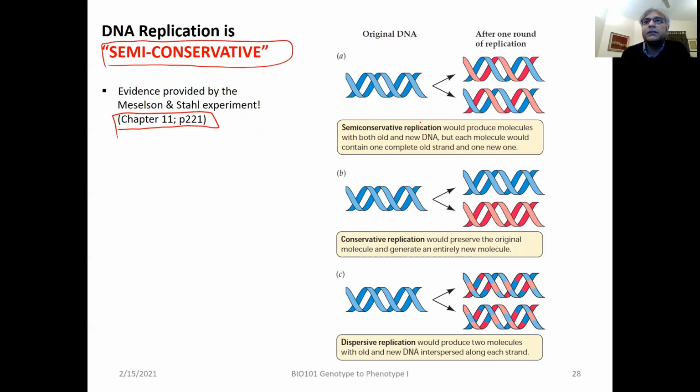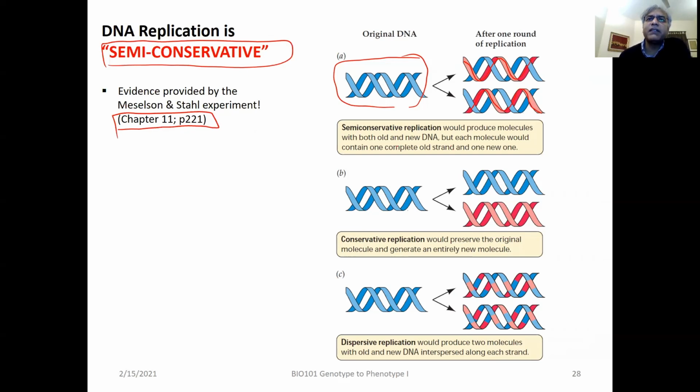Semi-conservative means that when the mother DNA or original DNA is going to replicate, the 2 strands will separate completely and the copy strands, the new strands, which are these red ones, the daughter strands, are synthesized. That's how DNA is replicated.